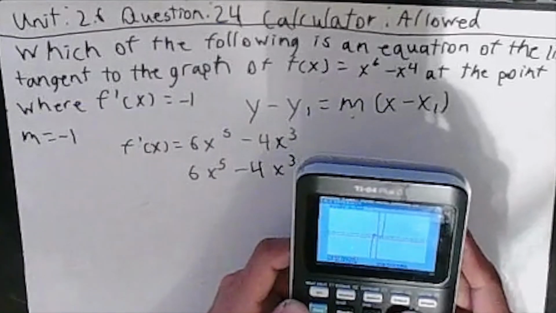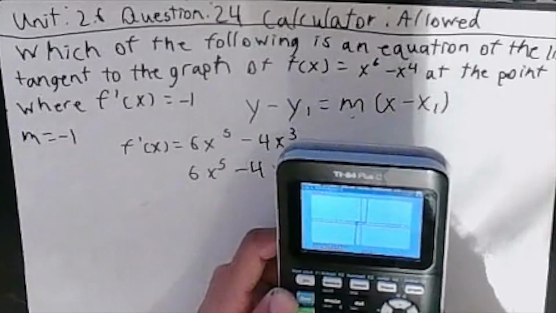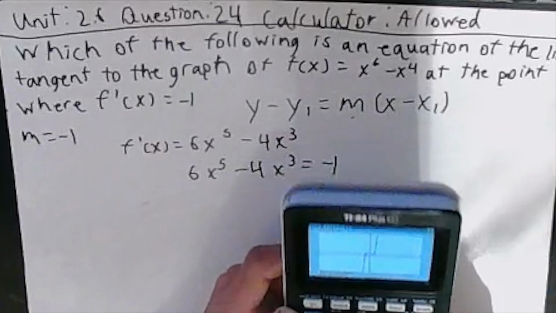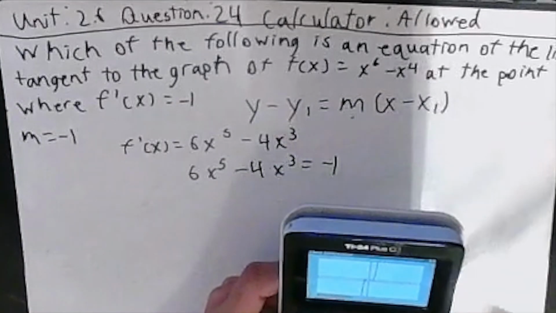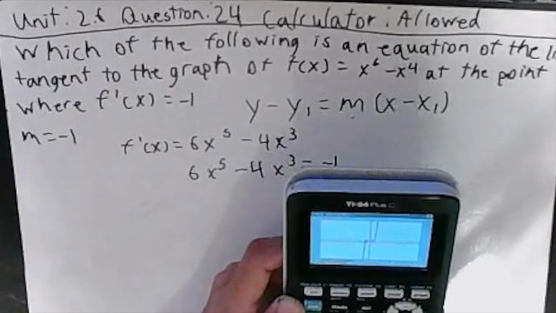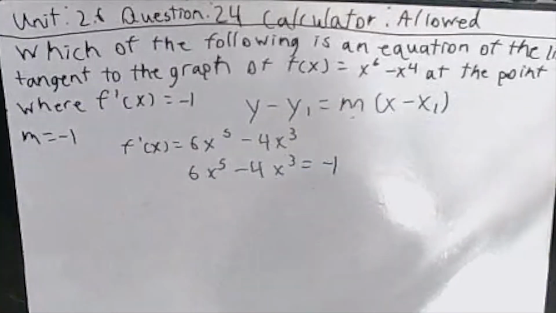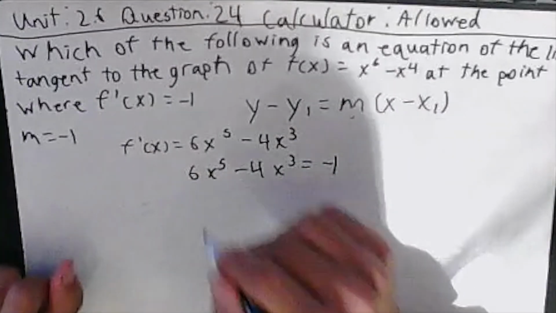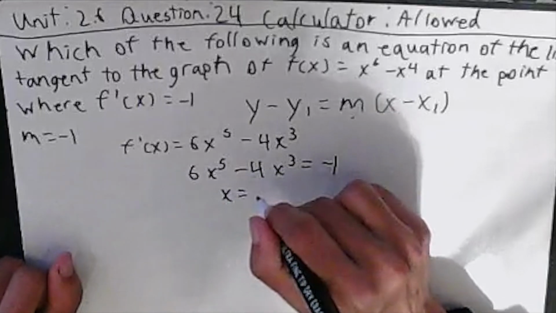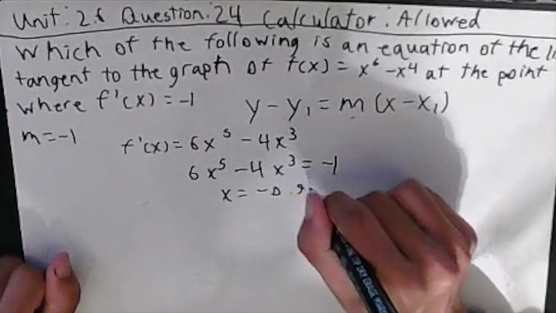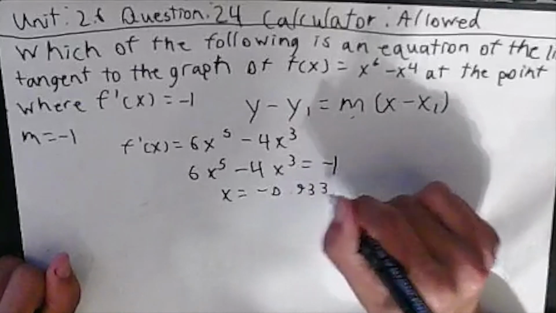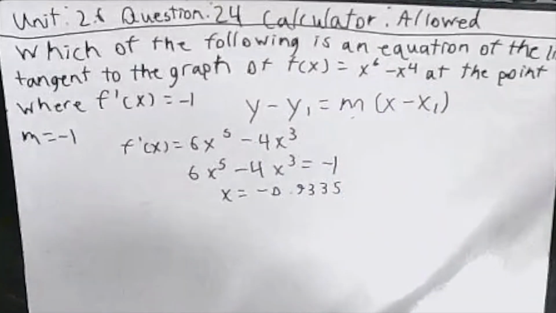We're going to go to about where it intersects, and we're going to press enter, and press enter again, press enter a third time, and we get the intersection point of our x value at negative 0.9335. So I'm just going to round that off. X equals negative 0.9335 to 4 decimals, just to be safe.